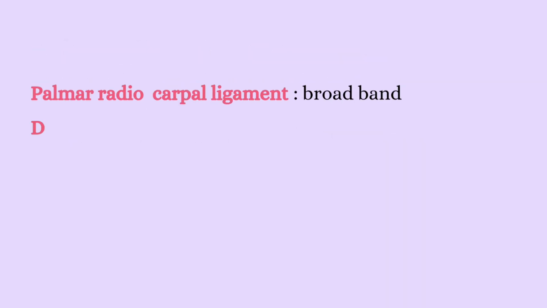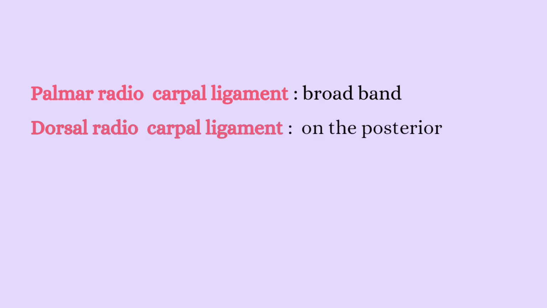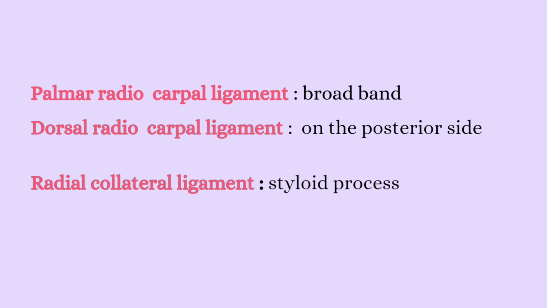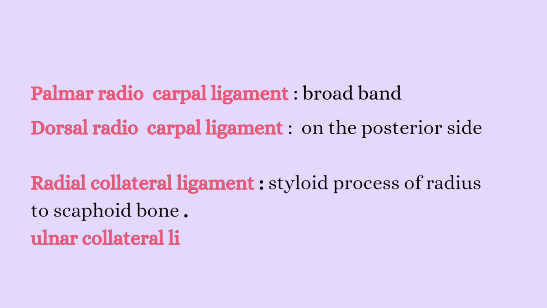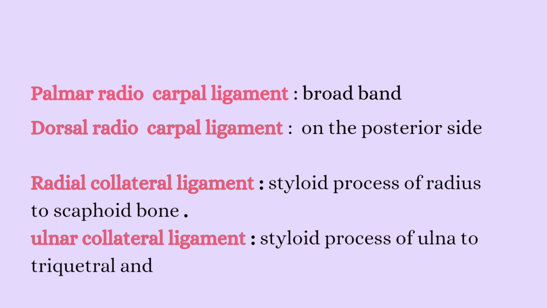The dorsal radiocarpal ligament is situated on the posterior side. The radial collateral ligament is attached to the styloid process of the radius to the scaphoid bone. The ulnar collateral ligament is attached to the styloid process of ulna to the triquetral and pisiform bones.